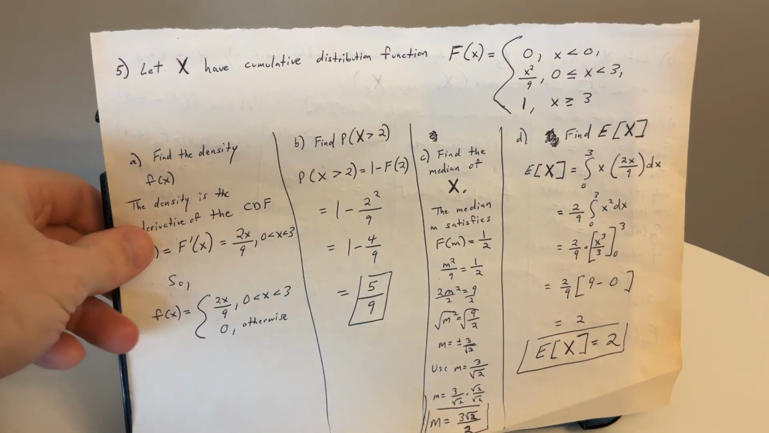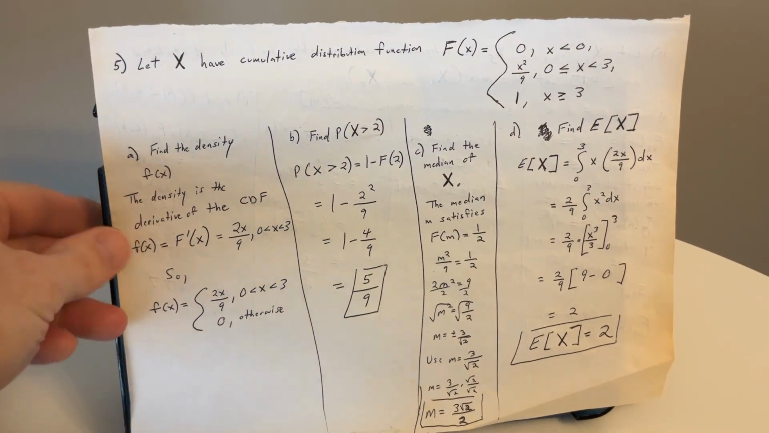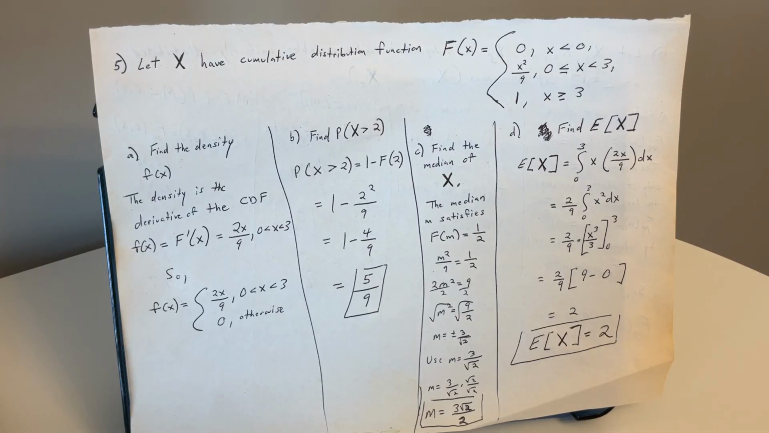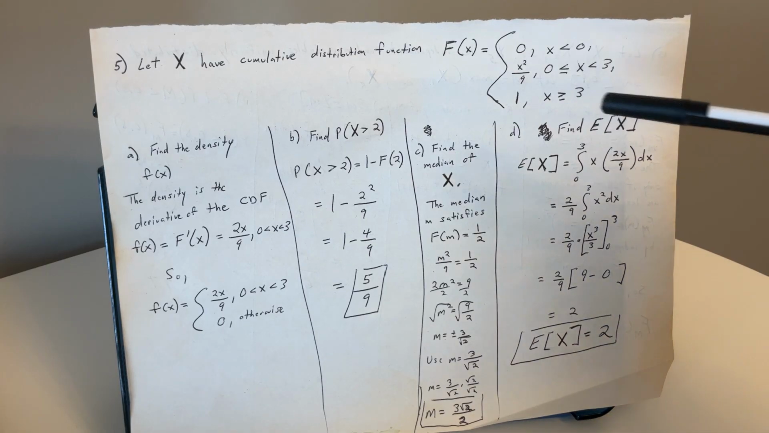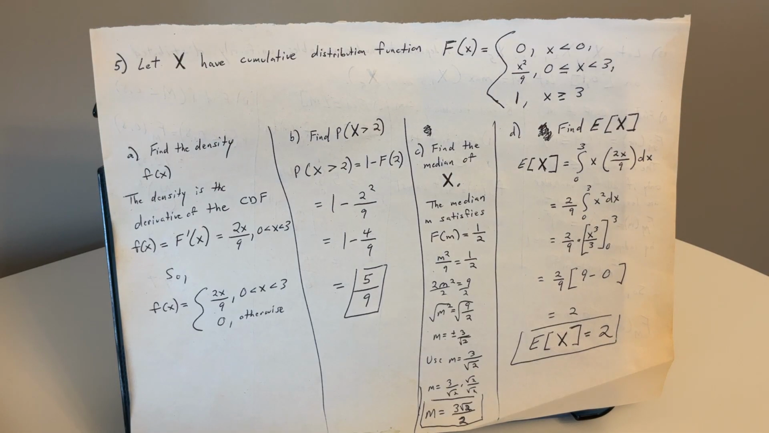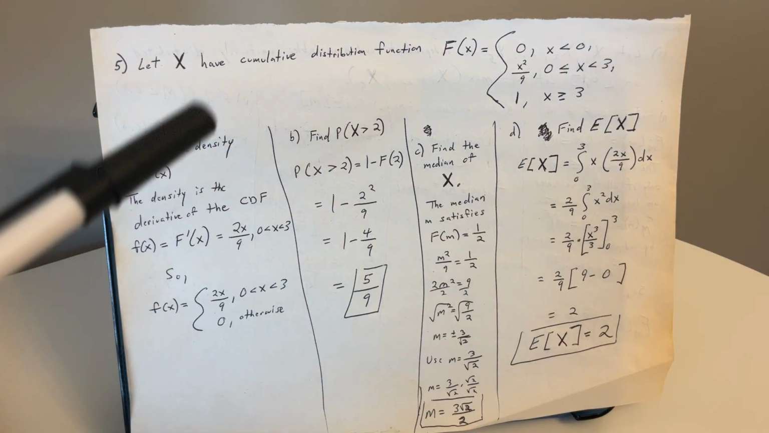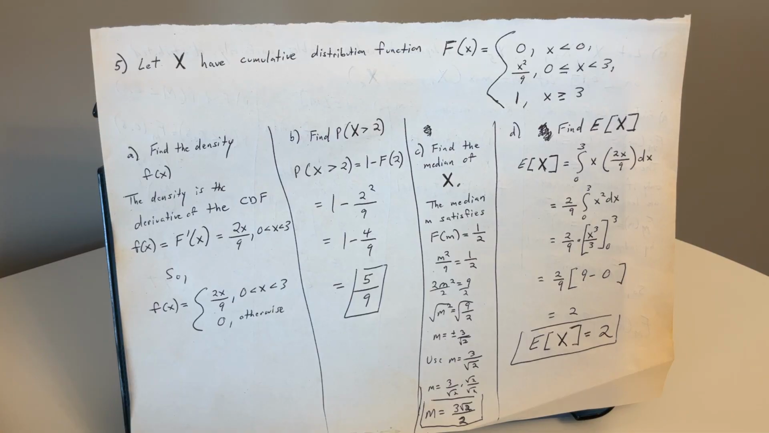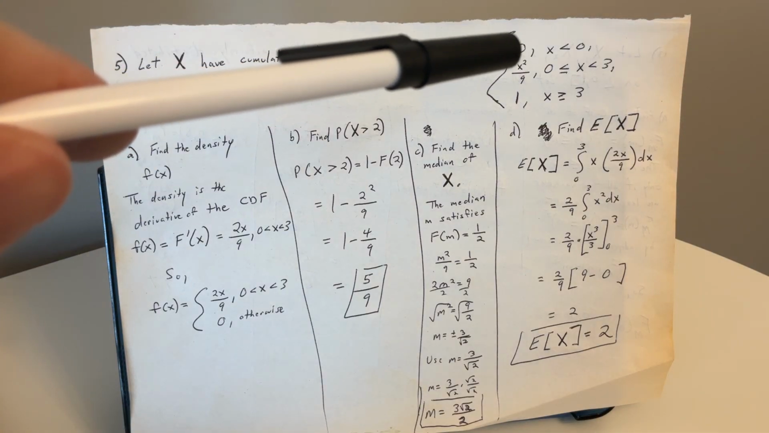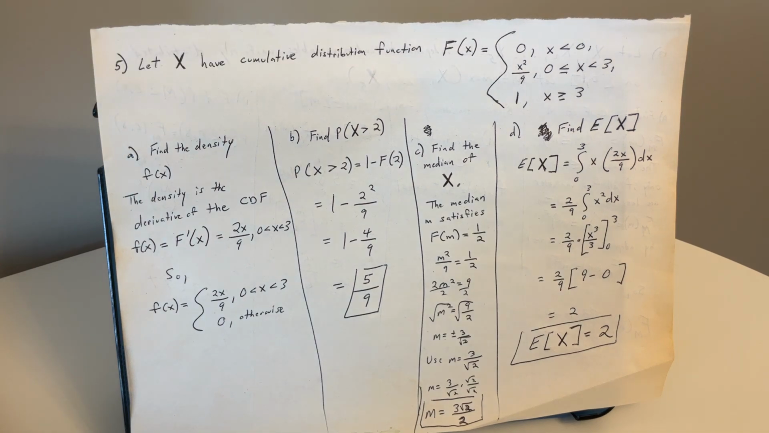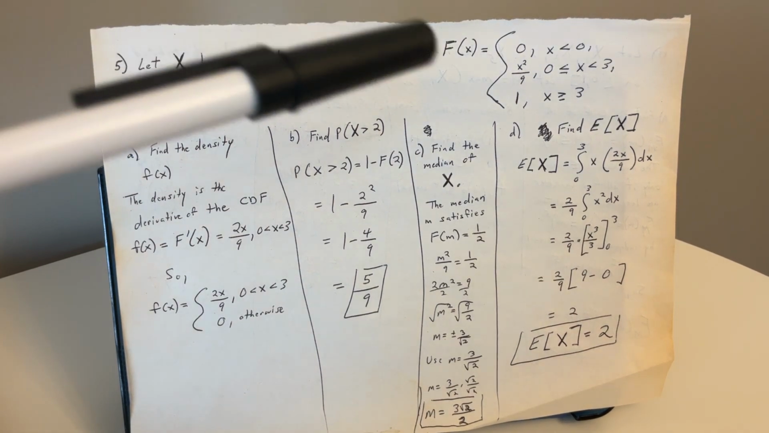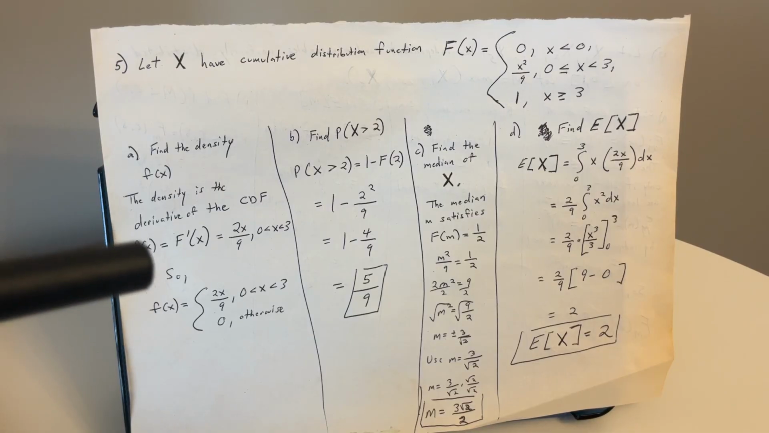Okay, so for number 5, let X have cumulative distribution function given here by this piecewise function. Part A, let's find the density f of x. The density is the derivative of the CDF, the cumulative distribution function. So we just take F prime, and we take it here for x squared over 9, because it exists there. The other two derivatives are 0.